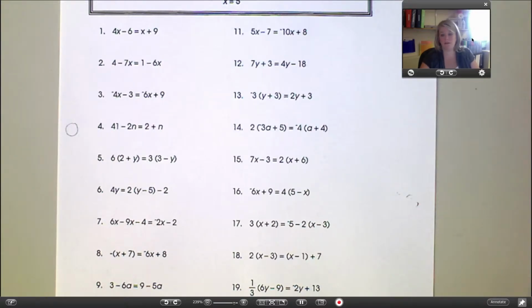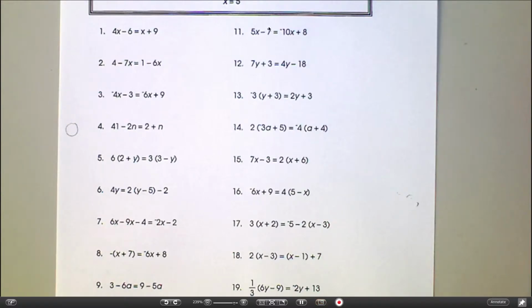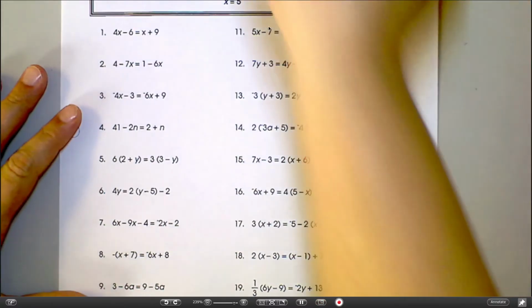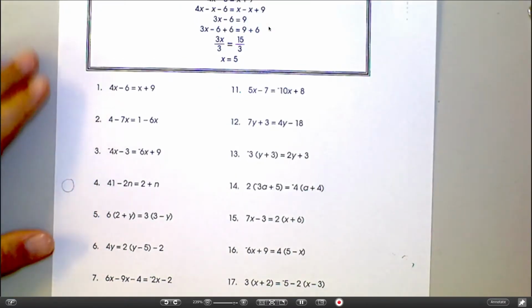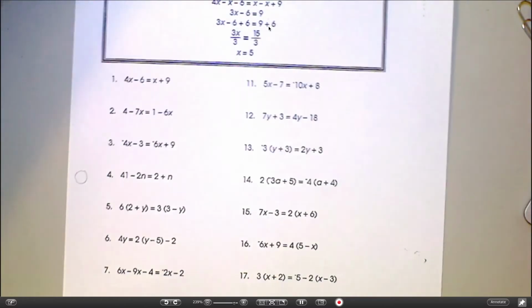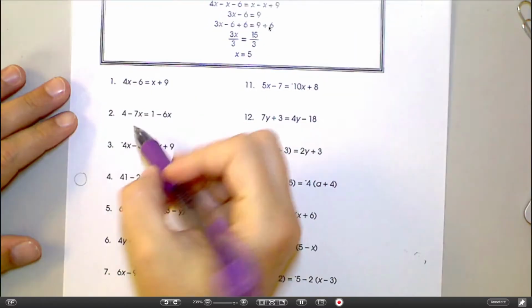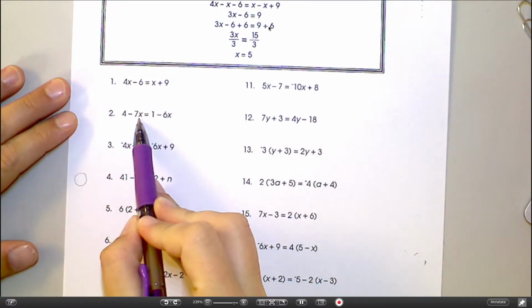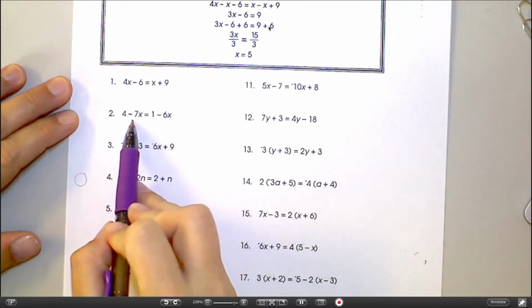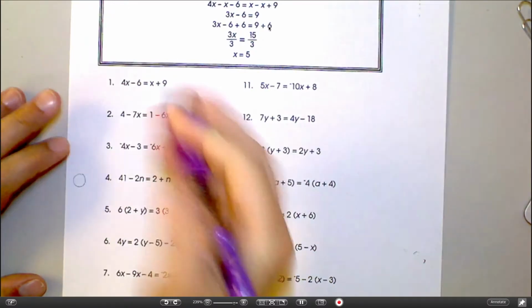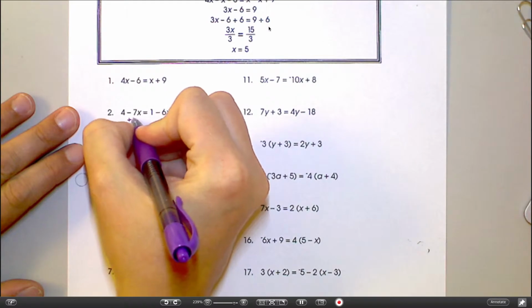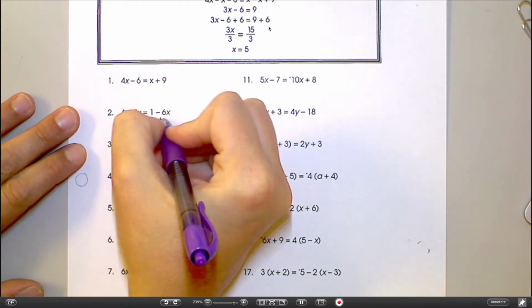Okay, let me get rid of this because you don't need to see me for this. There we go. Okay, so I'll just start with number 2 because that was the first one in your assignment. Remember, you only had to do the evens here. So I need to move these x's and put them together. And so I would look at this and say, this is -7, this is -6. So -7 is smaller than -6. So I'm going to pick that one up and move it. And if that's a -7x, I want to add 7x to each side.